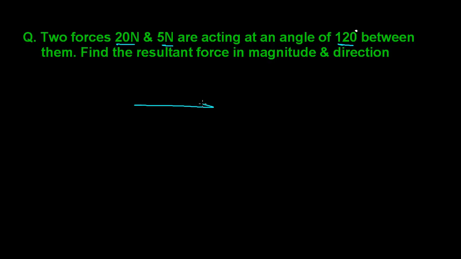Let's say this is force 1, and force is a vector quantity. This is force 1, 20 Newton, and another force is 5 Newton. Let's say this is force 2. Why did I make it like this? Because the question is saying the angle between them is 120 degrees, so this is 120 degrees between them, which will work as theta in my formula.